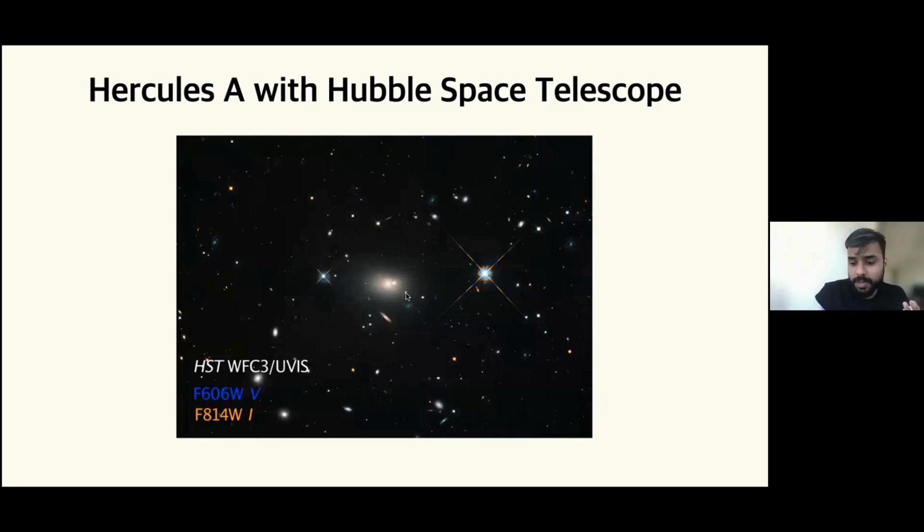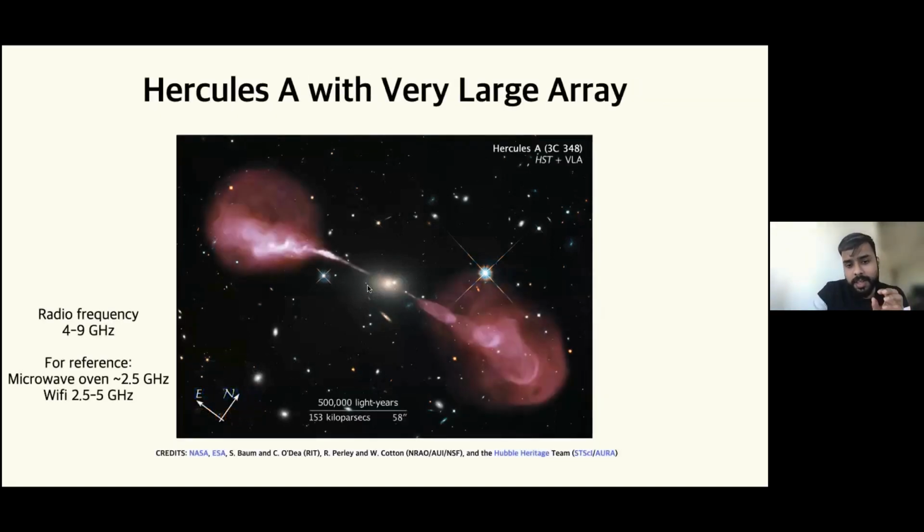But if you were to go to the radio, you would see something very different. This is a radio image of the same source with the Very Large Array, which is a radio telescope in New Mexico in USA. This image is made at a radio frequency of 4 to 9 gigahertz. So for reference, the microwave ovens in the canteens work at about 2.5 gigahertz, and the Wi-Fi that you're using right now is about 2.5 to 5 gigahertz. It's pretty much the same frequency. And at these frequencies, if you were to look at the AGNs, they would show you these really bright jets that you wouldn't see otherwise mostly, and then diffuse emission around them, which we call the lobes. So you can see that just by moving to a separate frequency, we can see a completely different side of the galaxy.